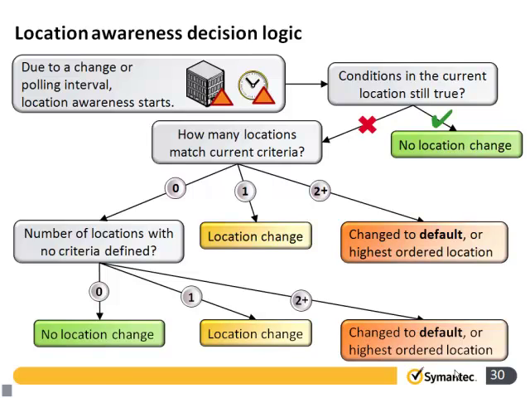If we look at the 0 locations that match that current criteria, it could well be it will change the default also if there's more than one exist.